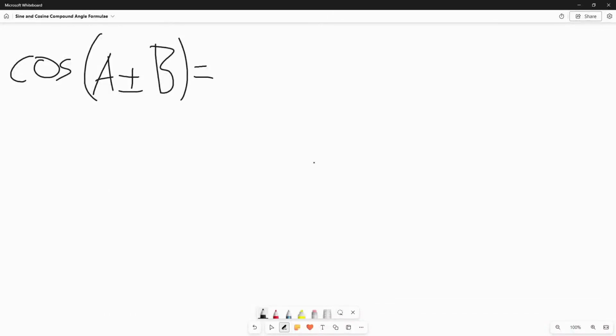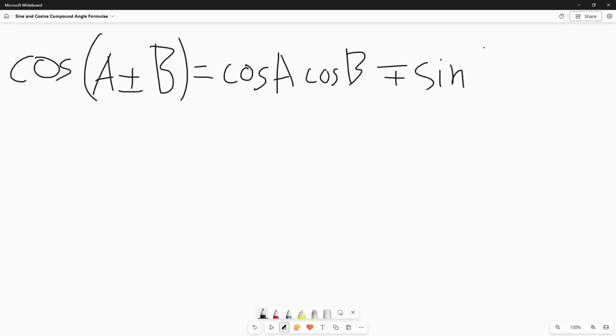Now let's talk about the cosine compound angle formula. This one is also very similar to the sine compound angle formula, but it's just a little bit different. And it goes like this. Cosine of A plus or minus B is equal to cosine of A times cosine of B minus or plus. And the reason I write it like this is because if you have A plus B, then here you would do all of this minus whatever comes next. But if you had A minus B in the original expression, then you would do all of this plus whatever comes next. And the thing that comes next is sine A times sine B.